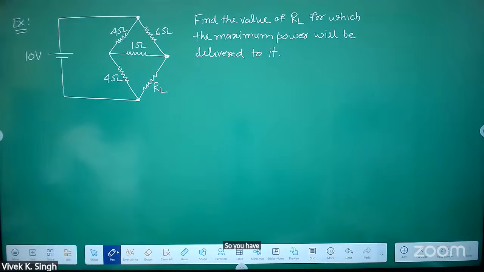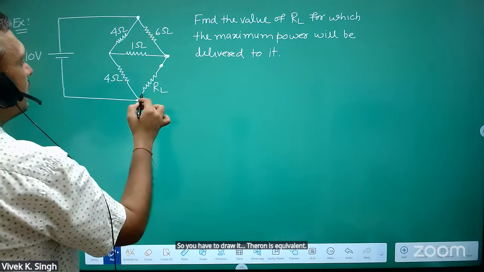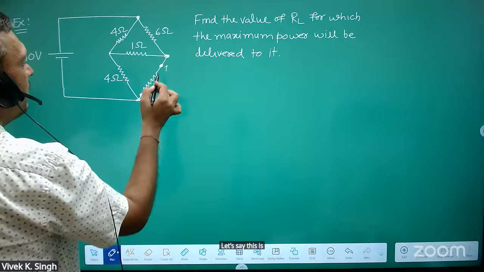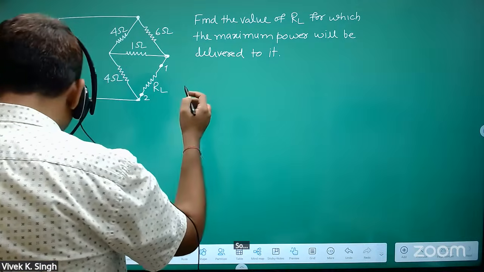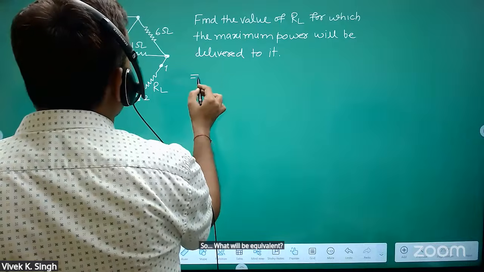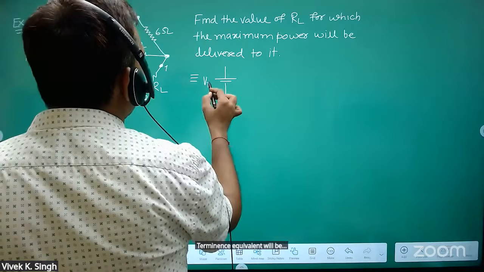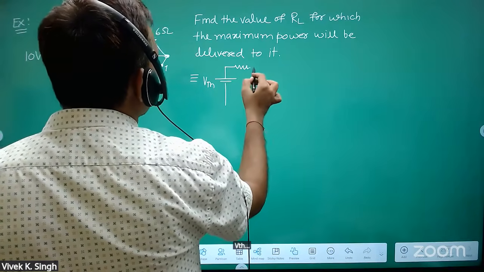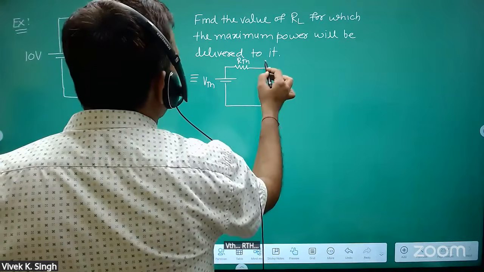So you have to draw its Thevenin's equivalent. Let's say this is terminal 1 and this is terminal 2. Yes or no? So what will be the equivalent? Thevenin's equivalent will be VTH and RTH across 1 and 2.